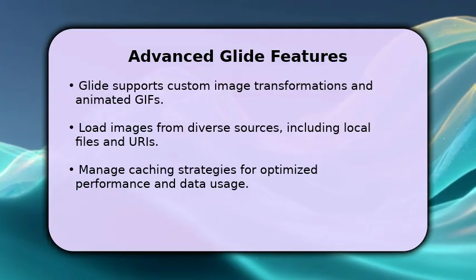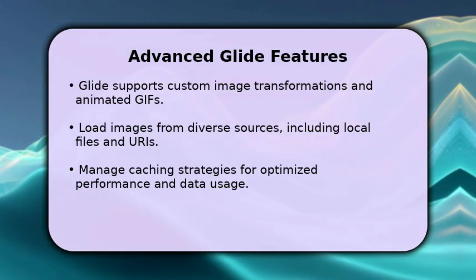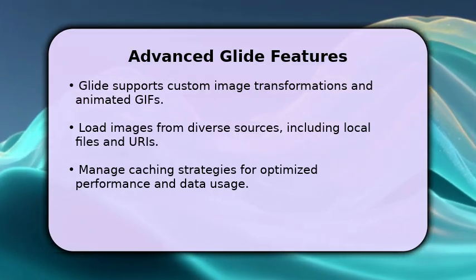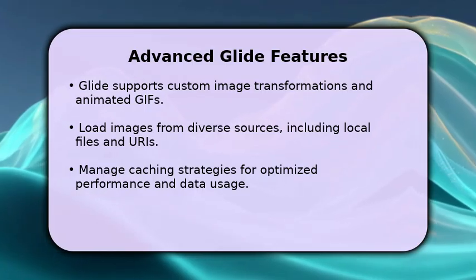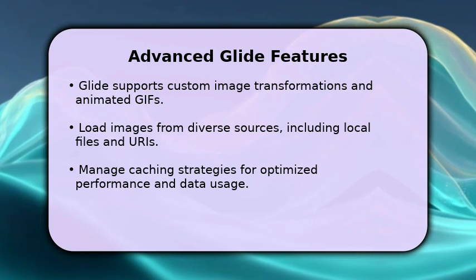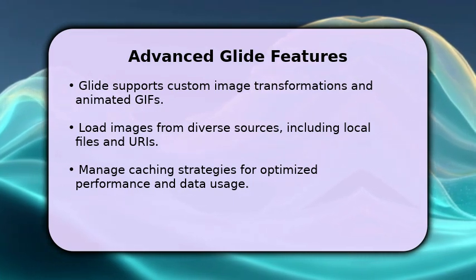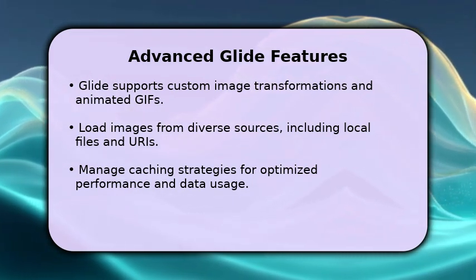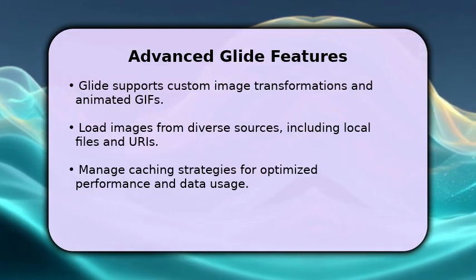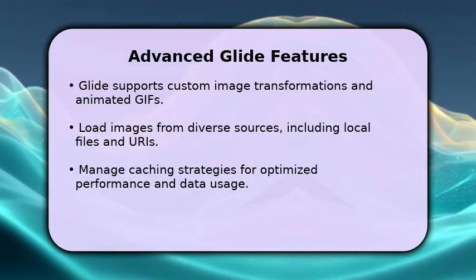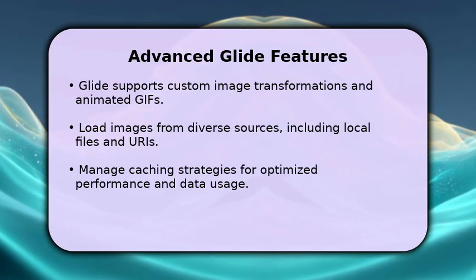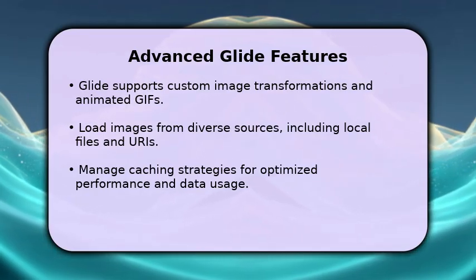Beyond basic image loading, Glide offers a wealth of advanced features to fine-tune your app's media handling. You can implement custom transformations for unique visual effects or effortlessly display animated GIFs. Glide's flexibility allows loading from various sources, including local storage and content URIs. It also provides sophisticated caching mechanisms, both in memory and on disk, to significantly improve performance and reduce network data consumption. Furthermore, its deep lifecycle integration and comprehensive error handling ensure your image loading is both efficient and resilient.